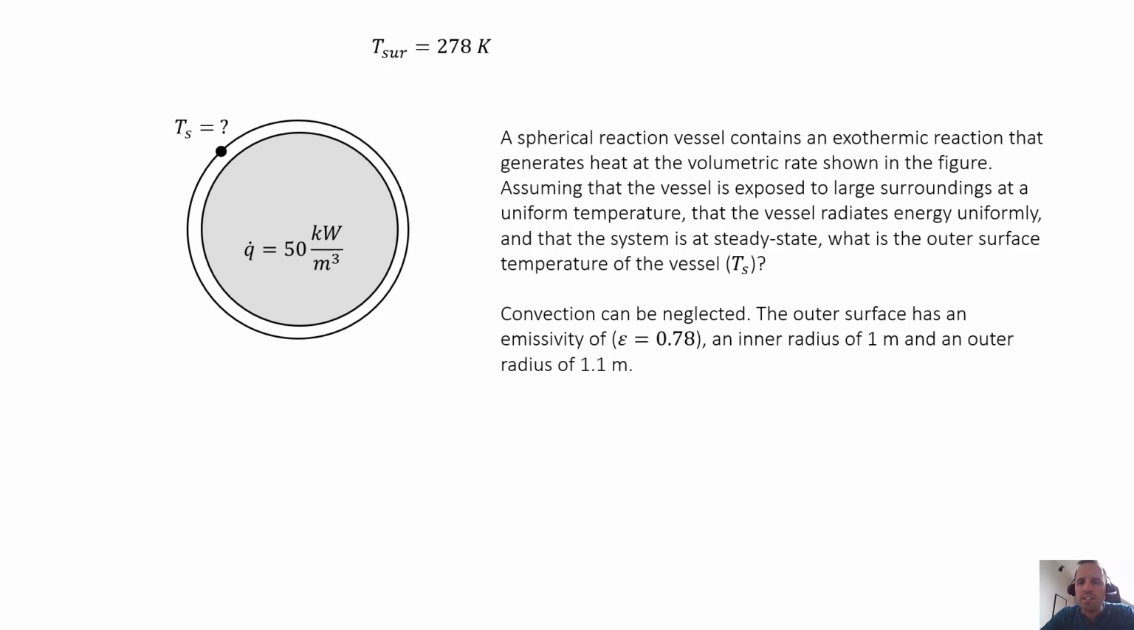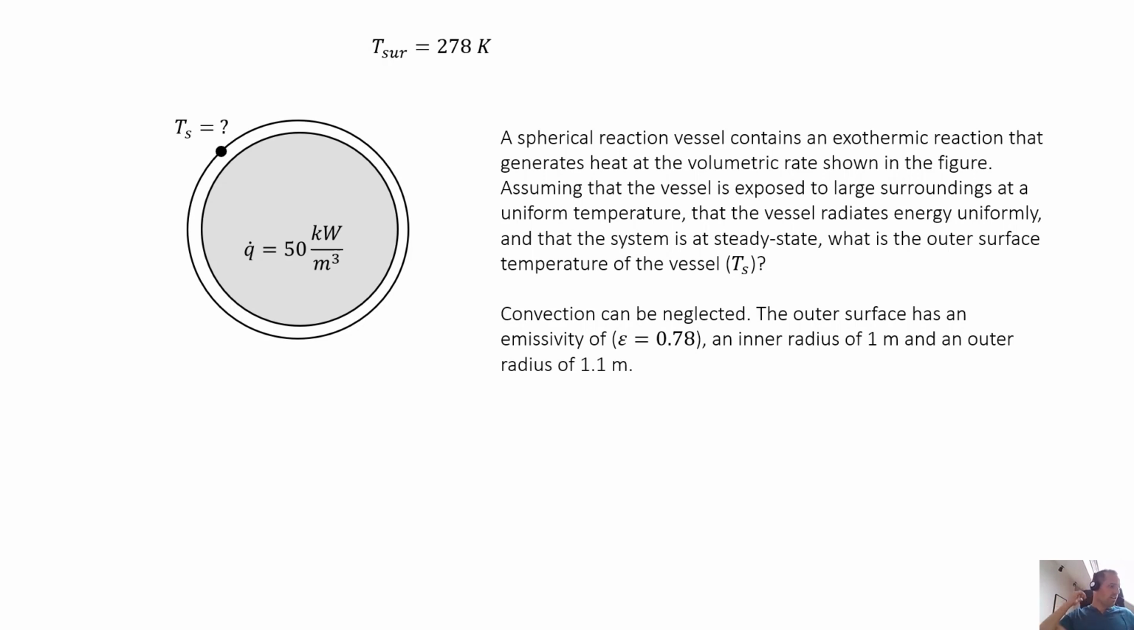Assuming that the vessel is exposed to large surroundings at a uniform temperature, that the vessel radiates energy uniformly, and that the system is at steady state, what is the outer surface temperature of the vessel, T sub S? In this problem you can neglect convection. The outer surface has an emissivity of 0.78, has an inner radius of 1 meter, and an outer radius of 1.1 meters.